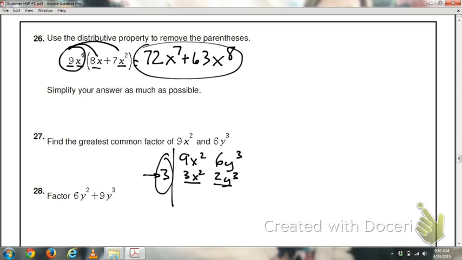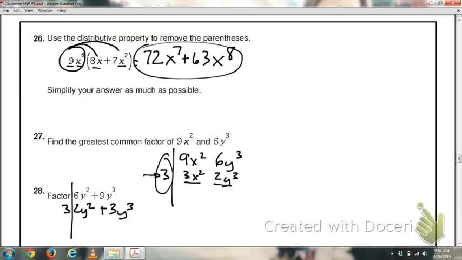And then for this guy, number 28, if I have to factor that, basically all I can do is look for the greatest common factor. So maybe we'll use the same kind of trick. Let me see what I can divide out. I can divide a 3. 6 divided by 3 would be a 2y squared. And I can divide 9 by 3. That would be a positive 3y cubed.